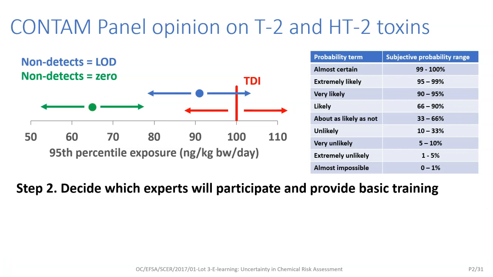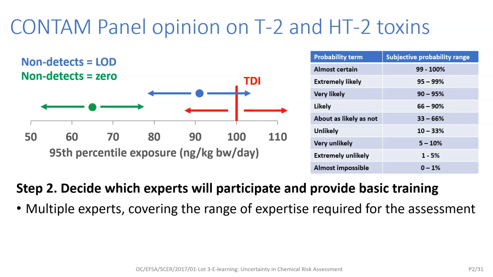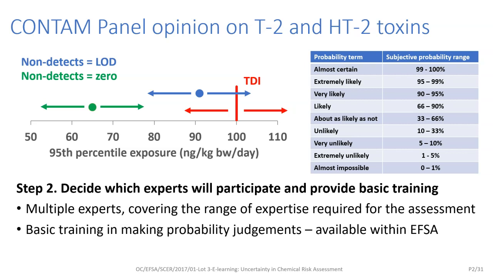Step 2 is to decide which experts will participate and provide basic training. There should be multiple experts covering the range of expertise required for the assessment. If the assessment's being performed by an EFSA working group, a good default would be for all members of the working group to participate. The experts should receive basic training in making probability judgments. This is available within EFSA. Training should include an introduction to probability like the one earlier in this presentation and an explanation of how to use the approximate probability scale, which we will come to shortly.